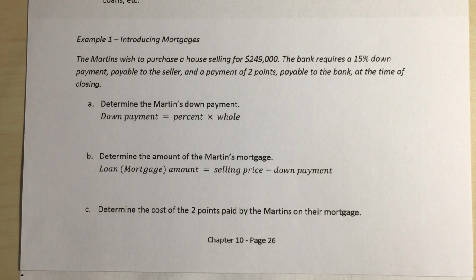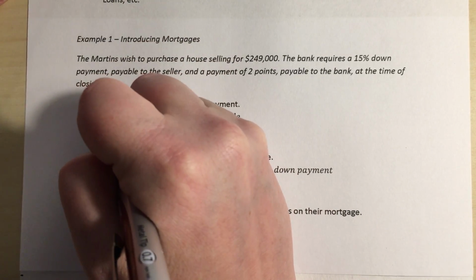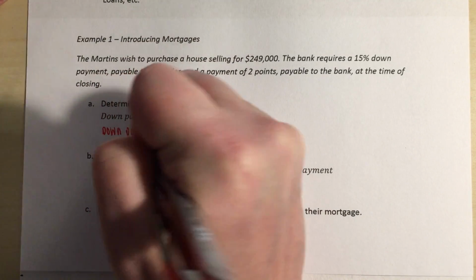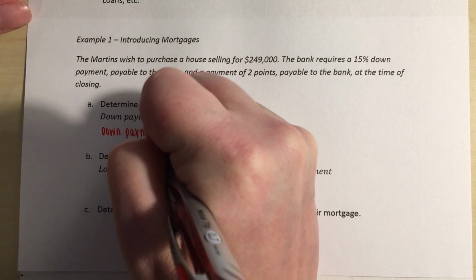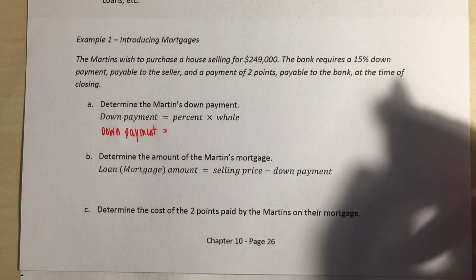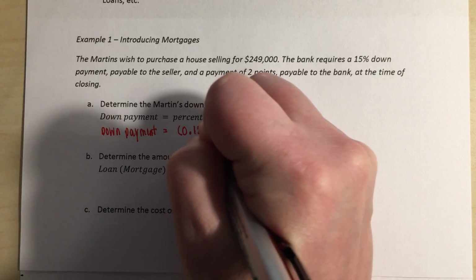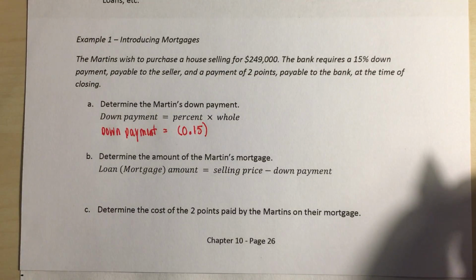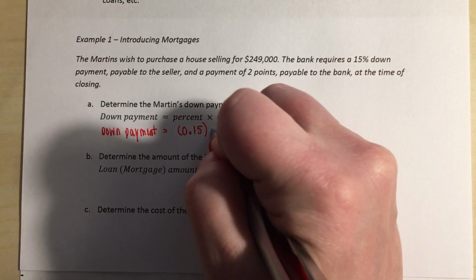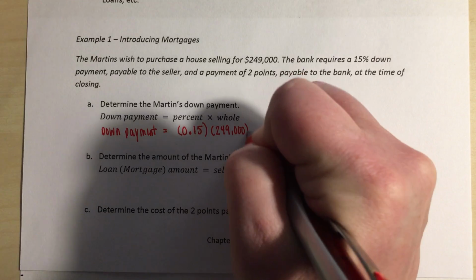So the first thing that we're looking for is our down payment. Just like we saw in previous sections, our down payment is the same. We're going to take our percent times our whole. Right, so in this case, we are told that the bank requires a 15% down payment. So that's going to be 0.15 after we shift our decimal 2 places. Our whole is the selling price. So that is the $249,000.